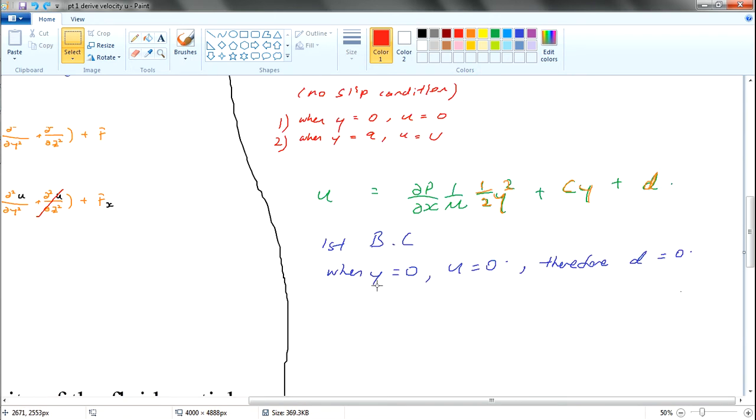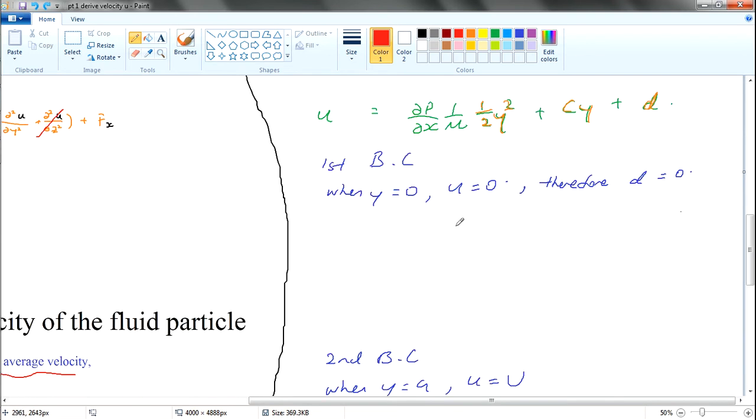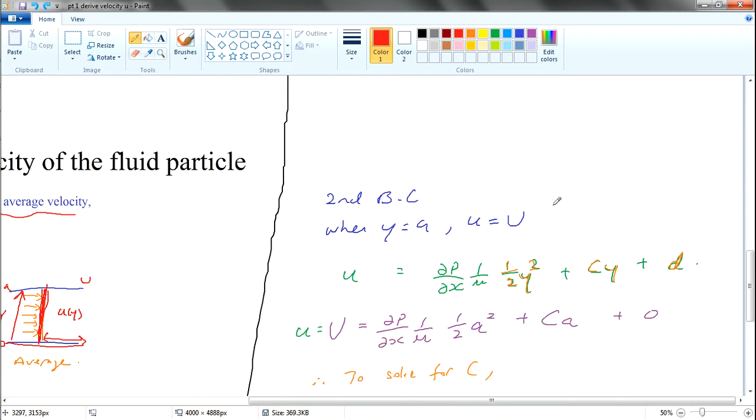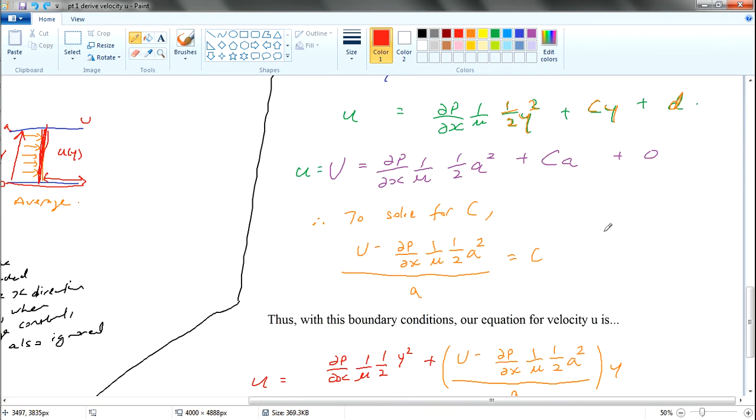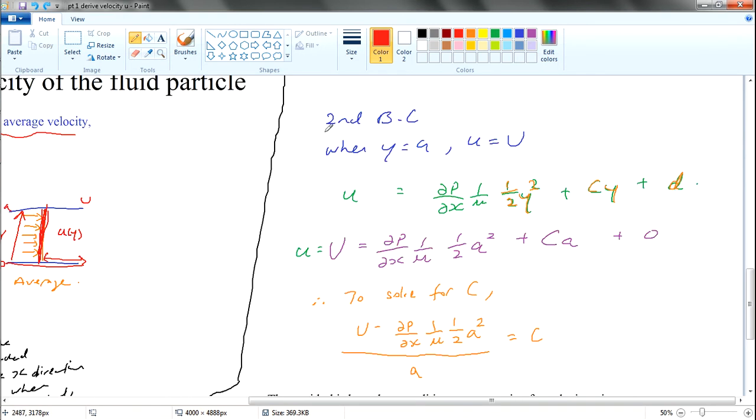So when y equals 0, we can just sub in. Hold on, now I use my pen. So this will become 0, this will become 0, and then u equals 0, and therefore d equals 0. So this is what it is, and it's pretty straightforward. Since we know that d equals 0, we can apply the second boundary condition.